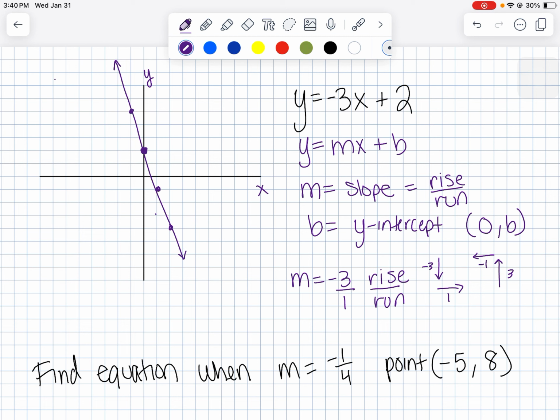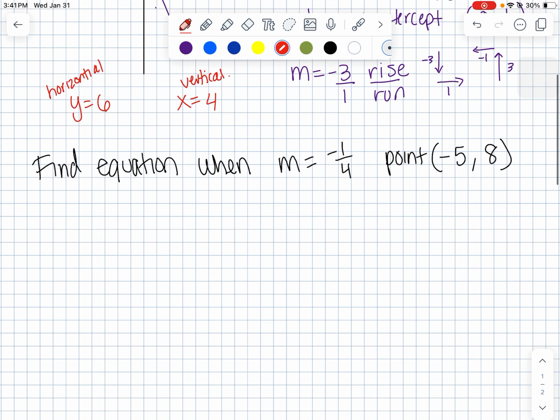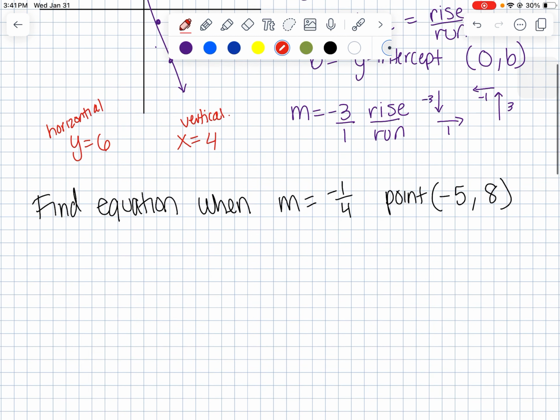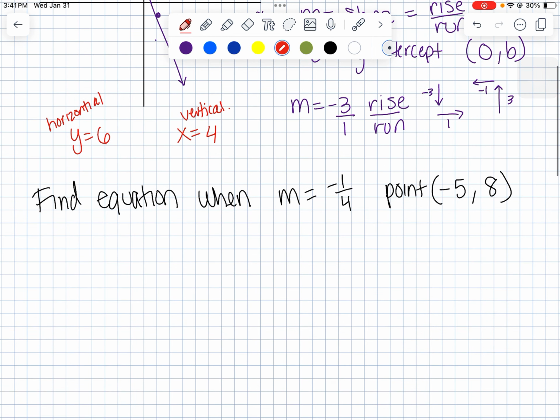Now you do have a couple special cases, like when y equals just a single number, like y = 6, or if x = 4. And this is going to be your horizontal lines or your vertical lines. You're going to look those up if you don't remember what those look like. And then the last question is going to ask you to find slope, and then more specifically, find the equation if you know the slope, but you don't know the point.